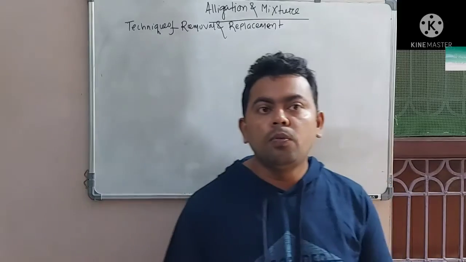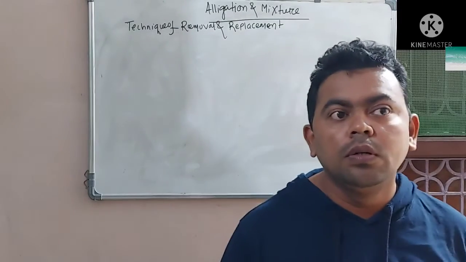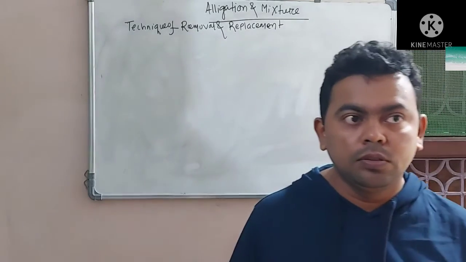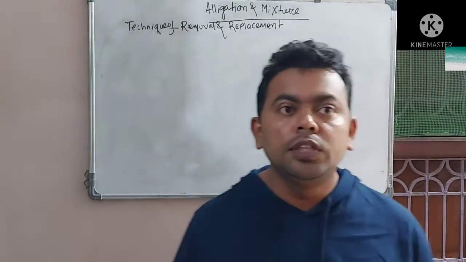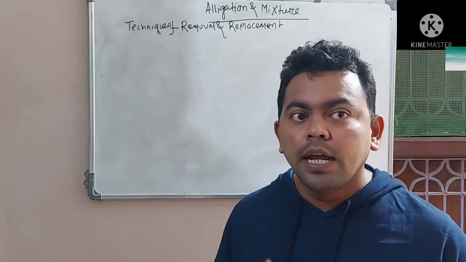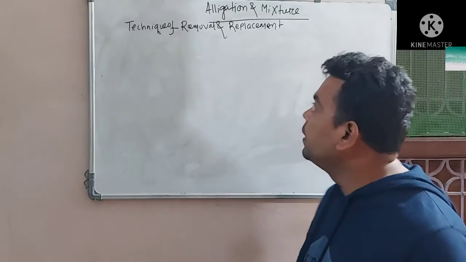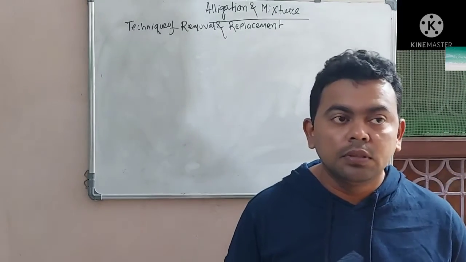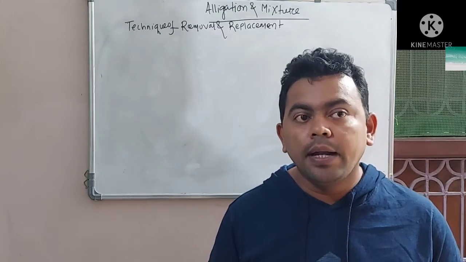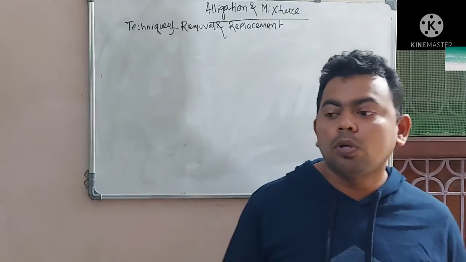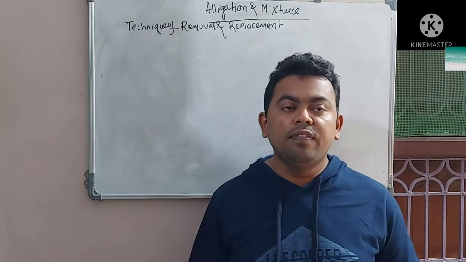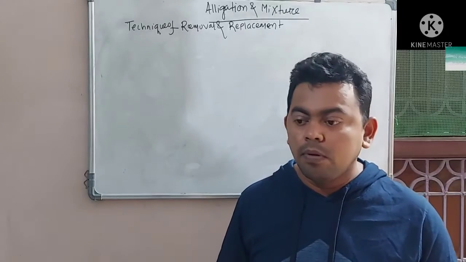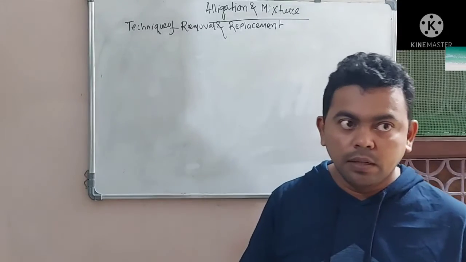Hello, good morning students. Today I am going to teach you a special type of problem upon alligation and mixture. This problem is called removal and replacement. We take some amount of a certain quantity of liquid, remove some amount of liquid from it, and again add the same amount of liquid into that.